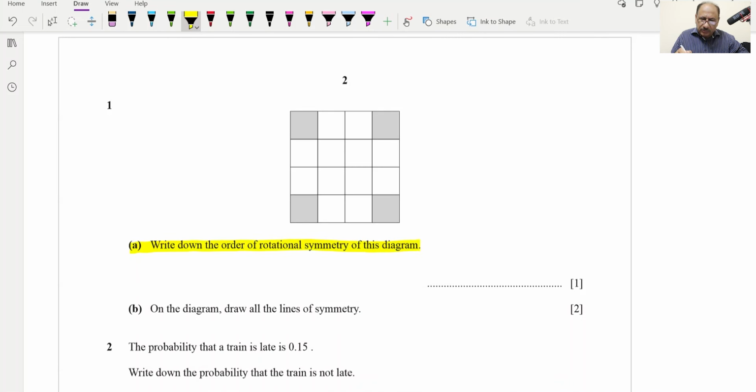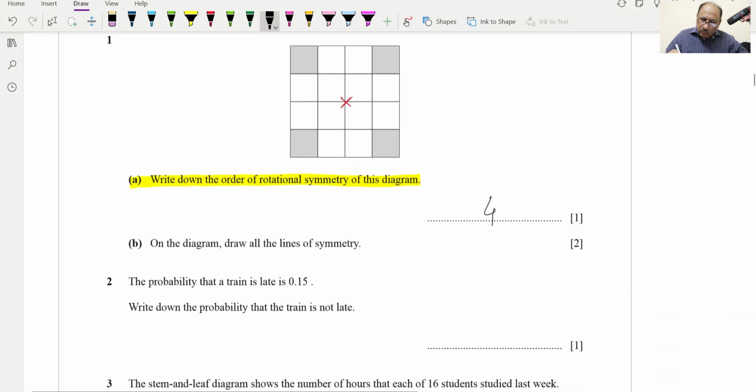So if we rotate about this center, it will be taking 4 positions at which we will get the same shape. So we will say that it is having rotational symmetry of order 4. Next, B part, on the diagram draw all lines of symmetry.